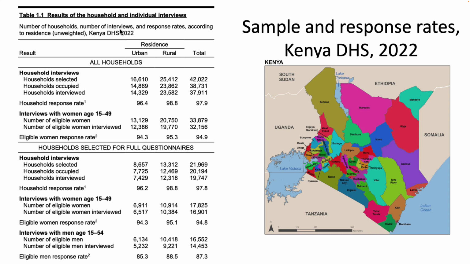And of the eligible women and men in the household who were selected for interviews, the response rate was very high for women at 94.8%, and was lower, but still quite good for men at 87.3%. On the right, you can see a map of the 47 county geographic units, and the sample size in each of these counties was adequate for producing county-specific estimates of key DHS indicators.